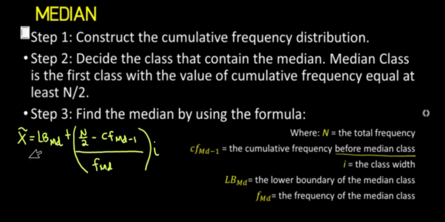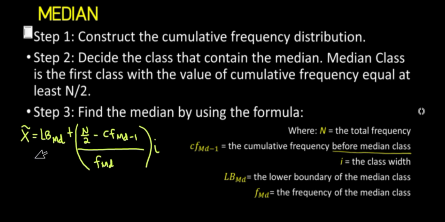And then step 3 is find the median using the formula. Ito po yung formula for median. For group data po ito: lower boundary ng median class plus total frequency over 2 minus cumulative frequency before the median class, all over yung frequency ng median class, times i, which is class width. Mamaya isa-isahin natin kung ano-ano ilalagay natin dyan sa formula na yan. So let's start.